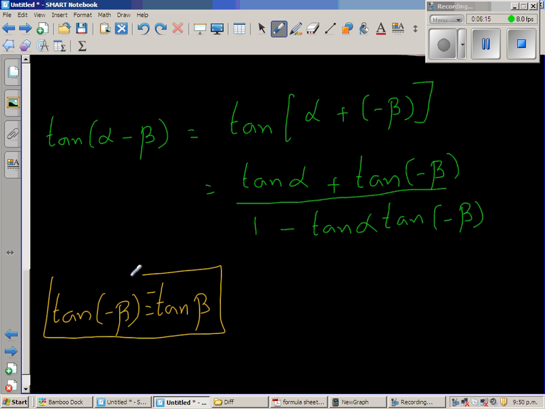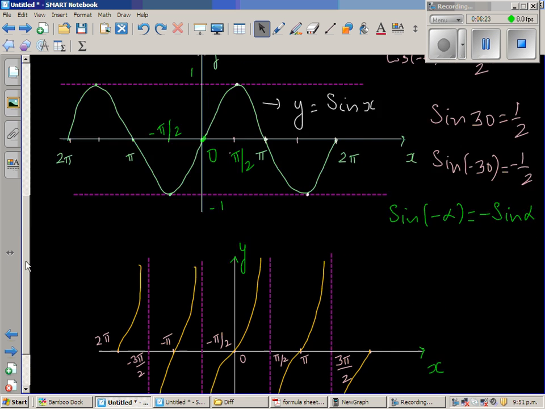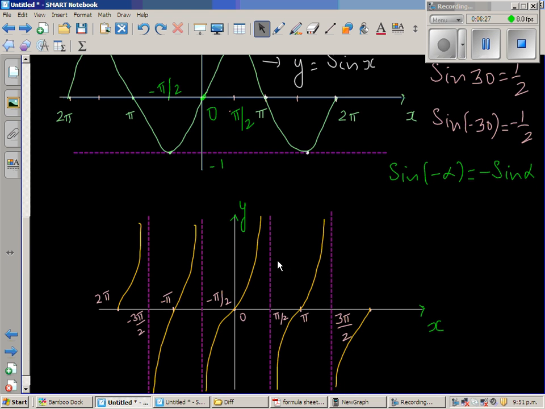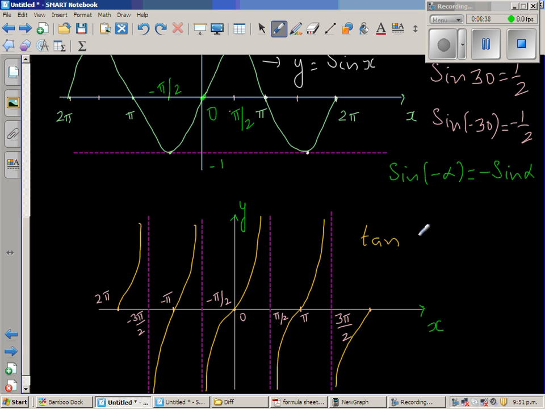If you look at the tan graph, it is again like your sine graph. It's an odd function, or it has point symmetry about the origin. Say tan 45, which is pi by 4, we know is 1. But if you take tan negative 45, that will be negative 1. Symmetrically, you can understand, graphically, tan negative 45 is negative 1.